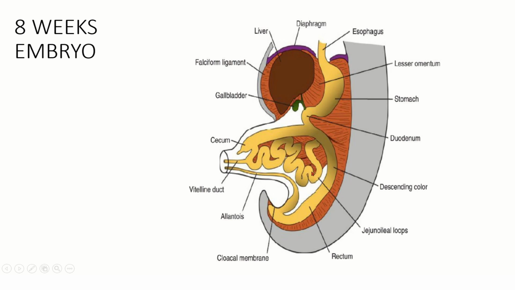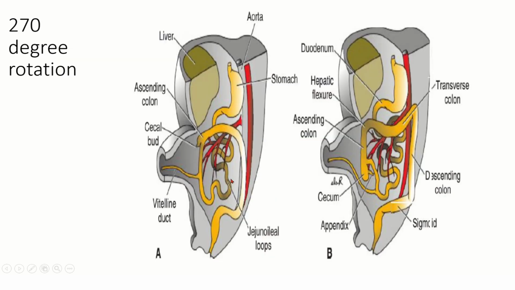So the first part to enter back into the abdominal cavity is the jejunal loops, and the last part to enter the abdominal cavity after completion of physiological herniation is the cecum, which will go to the right side. You can see here the jejunal loops have entered back into the abdominal cavity and they occupied the left side, and the cecum has occupied the right upper quadrant of the abdomen below the right lobe of liver.